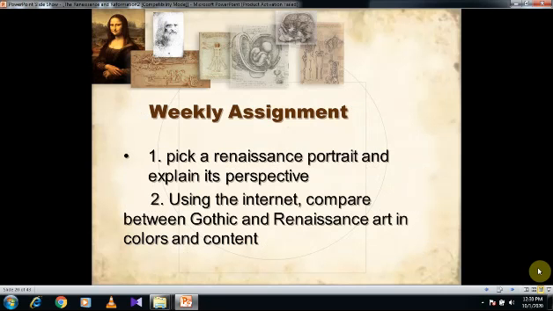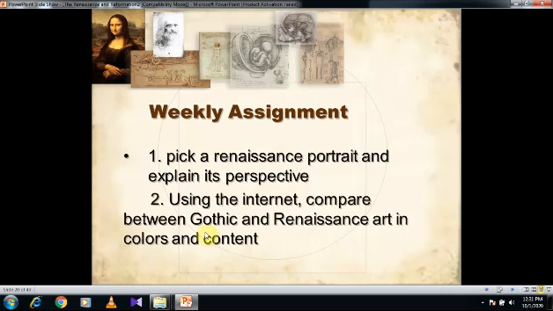Now, your weekly assignment is that you're going to pick one Renaissance portrait, apart from The Last Supper and the other paintings that were shown in the PowerPoint in the video. You pick a portrait and explain the perspective. Tell me, how is this painting divided into levels?